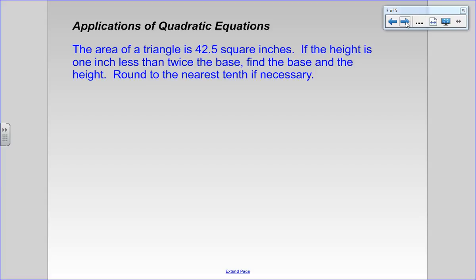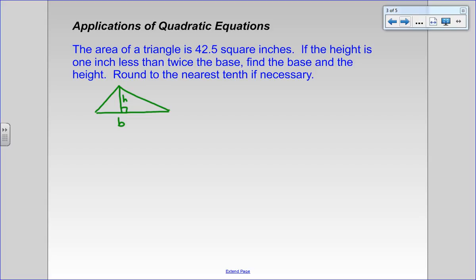Let's do one more example. The area of a triangle is 42.5 square inches. If the height is 1 inch less than twice the base, find the base and the height. Round to the nearest tenth if necessary. Again, it might be helpful to make a quick sketch of our triangle. Remember that the base of the triangle and the height of the triangle are perpendicular to each other.